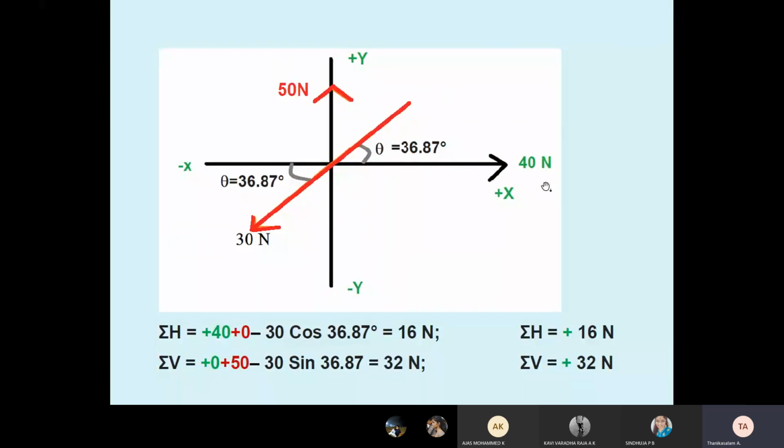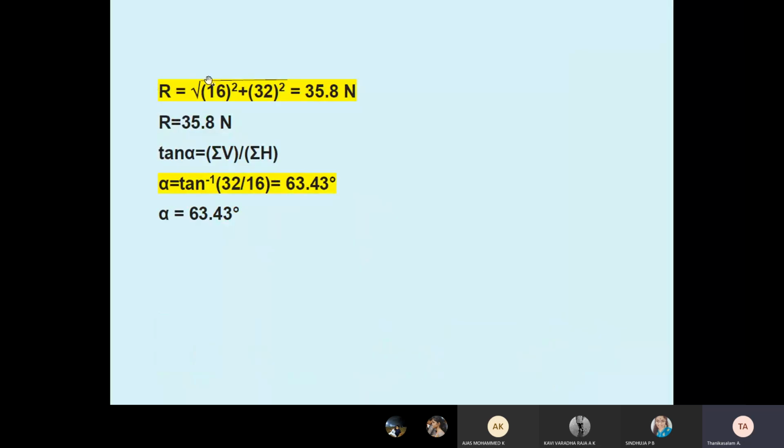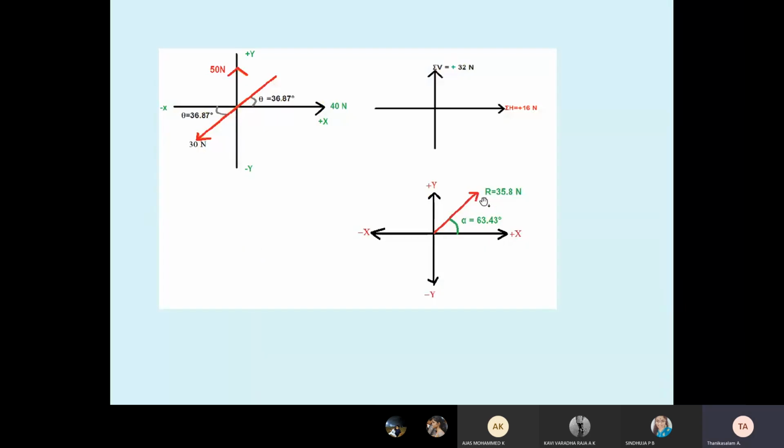Then you have to convert all the forces into horizontal and vertical components. The 40 Newton has a horizontal component; it does not have any vertical component. That's why I put 0 here for the summation of V. The 50 Newton acts only in the y direction, so there is no x component. That's why I put a 0 here. Plus 50 means it's acting in the vertical direction. The third force is in the third quadrant, therefore minus 30 cos 36.87 and minus 30 sin 36.87. Then we calculate summation of H and summation of V. Both are positive values. So the resultant must lie in the first quadrant; alpha means the resultant angle.